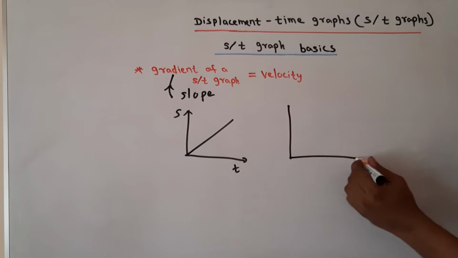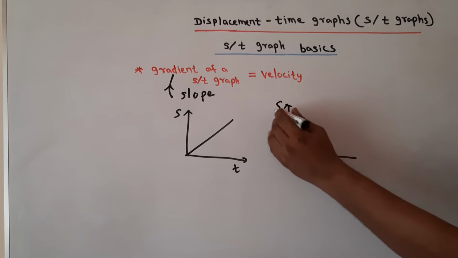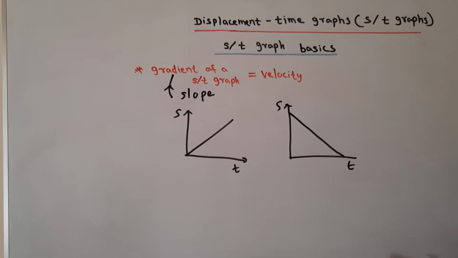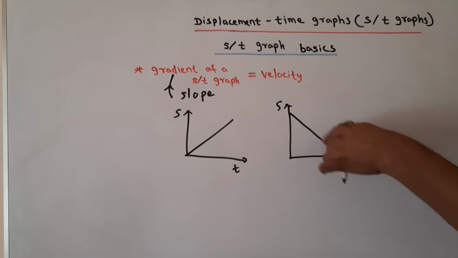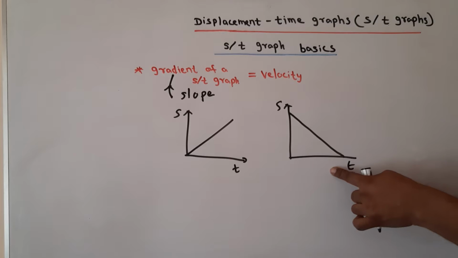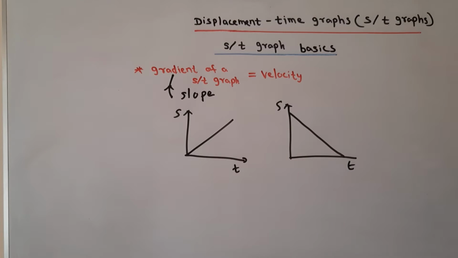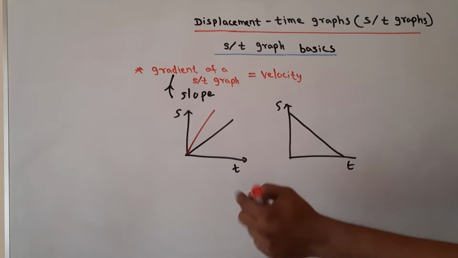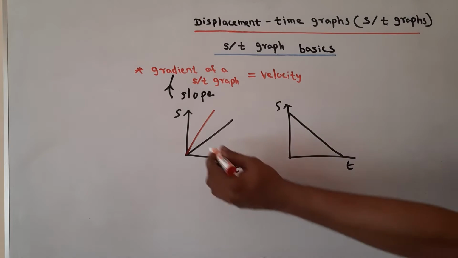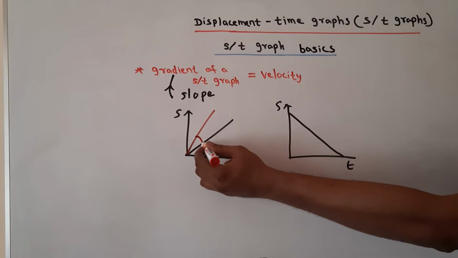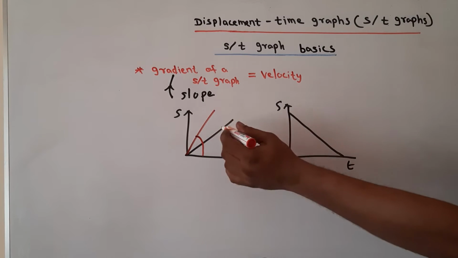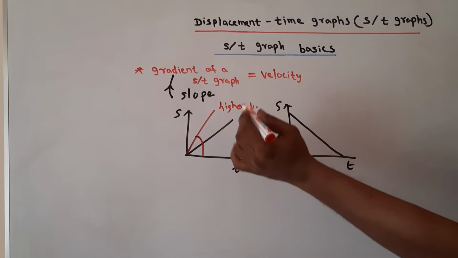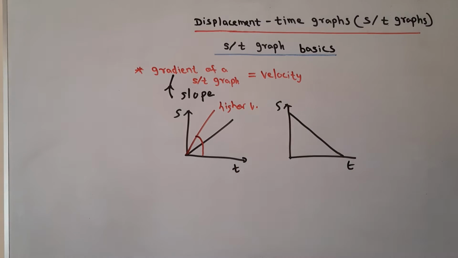So, what about this graph? In this graph also the gradient is constant, or the slope is constant, that means velocity is constant. Now if you compare this red line and black line, the gradient of the red line, or the steepness, is much greater, therefore this has a higher velocity compared with the black line.